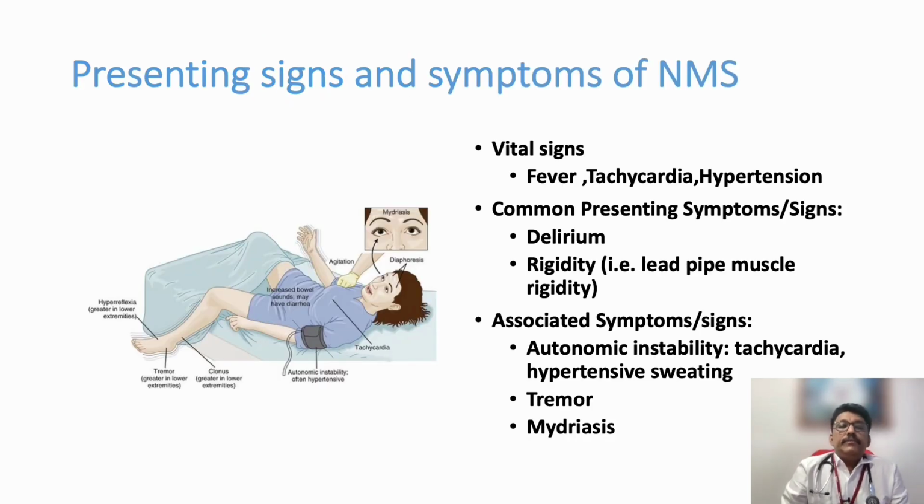So these are the physical findings of neuroleptic malignant syndrome. This is mostly produced by antipsychotic medicine. They resemble a tetanus patient. They have generalized rigidity, fever, tachycardia, hypotension, delirium, lead pipe muscle rigidity, autonomic instability, tremors, mydriasis. All these things are similar to tetanus. Only thing, the patient will have altered behavior here. Delirium is a classical feature which differentiates tetanus from NMS.